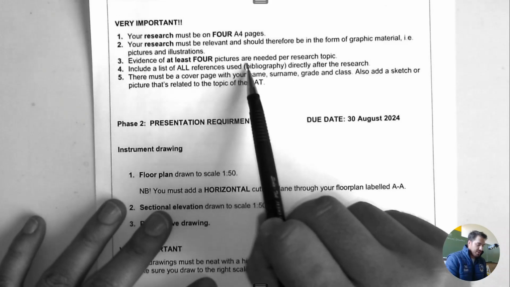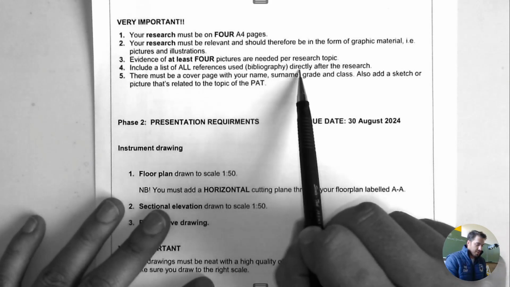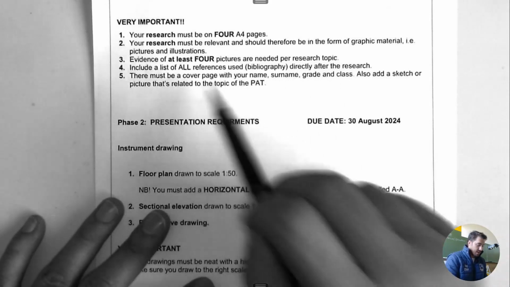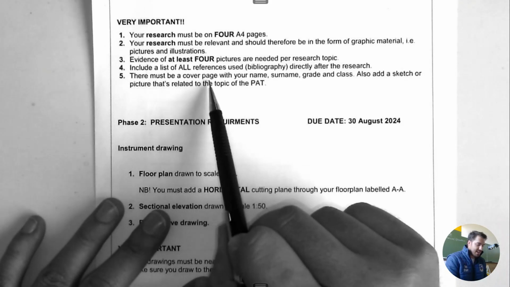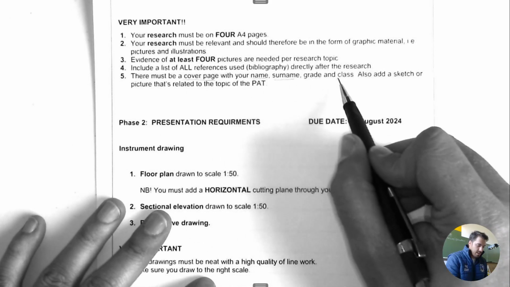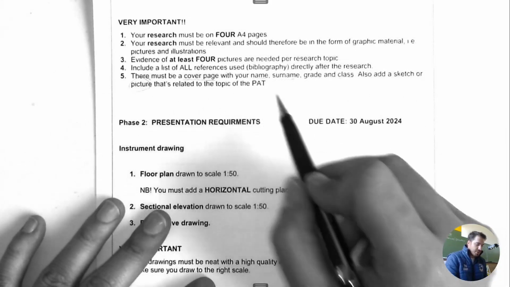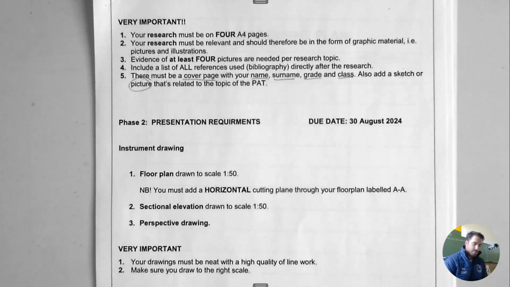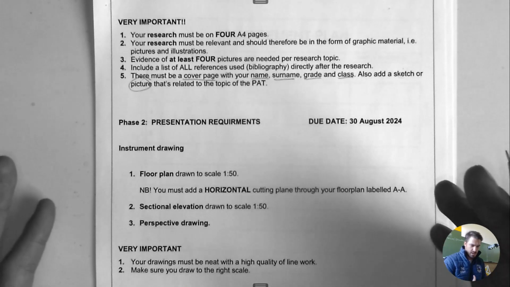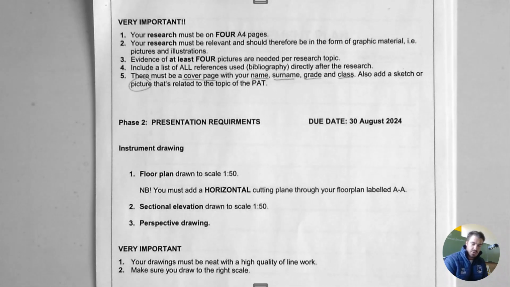Evidence of at least 4 pictures are needed per topic. Include a list of references used, a bibliography, directly after the research. Okay, we're going to go through this in a minute. There must be a cover page with your name, surname, grade, class, and also a sketch or picture that relates to the topic of the PET. So if you have a cover page, I would suggest that you have a picture of a guardhouse. I mean, that's what your PET is about. So just take one of the research pictures that you are doing and paste it on the front page as well. That should suffice, and it should be more than enough.